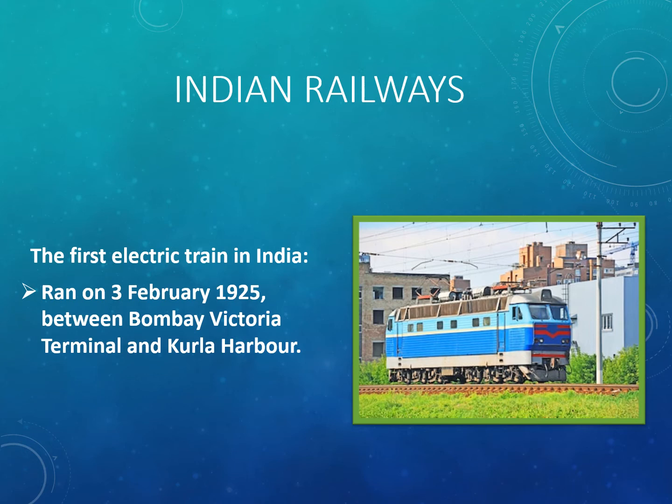The first electric train in India. The first electric train in India ran on February 3rd, 1925 between Bombay Victoria Terminus and Kurla Harbour. Later, the electric line was extended to Igatpuri in Nasik district and then to Pune.